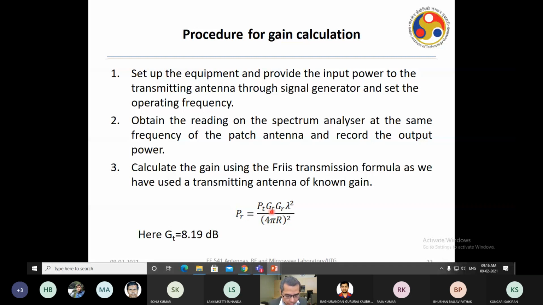So you can measure the gain of the receiving antenna by using the Friis transmission formula, utilizing a transmitting antenna with a known gain. The gain is already given to you. This experiment is actually very similar to your second experiment, and you already know all the equipment you are going to use, so I will not spend much time on the discussion.